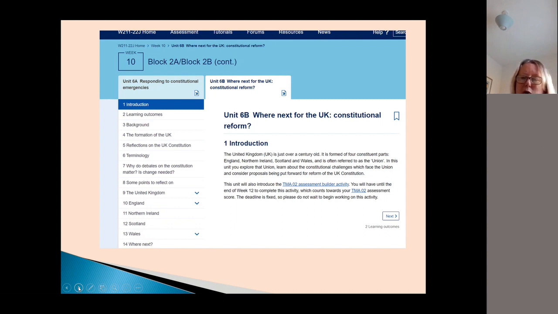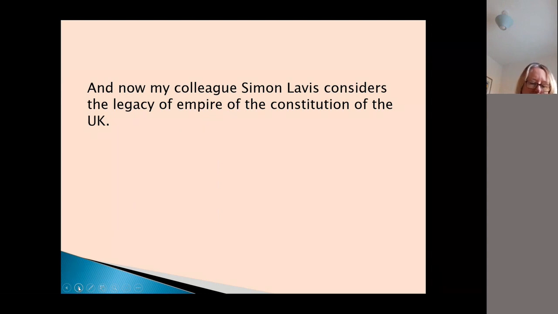And having very briefly and speedily gone through that, I will now hand over to Simon, who's going to consider the legacy of empire on the Constitution of the UK.